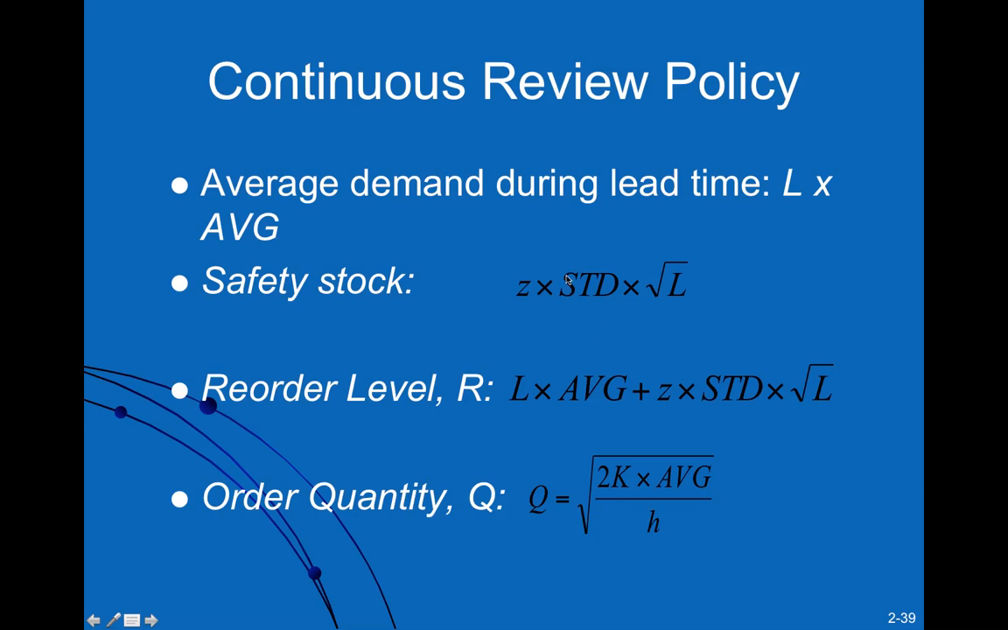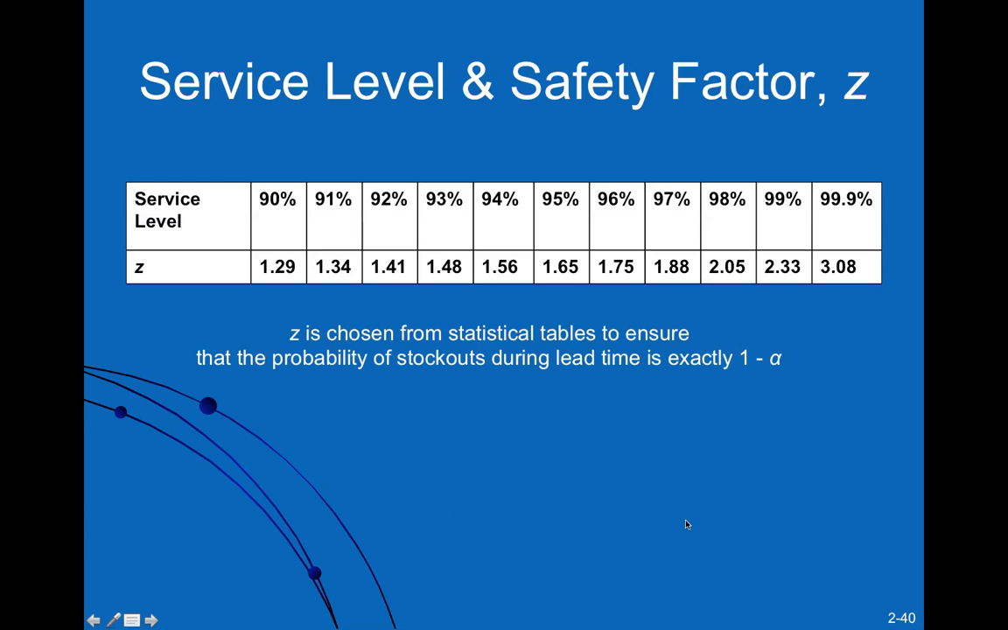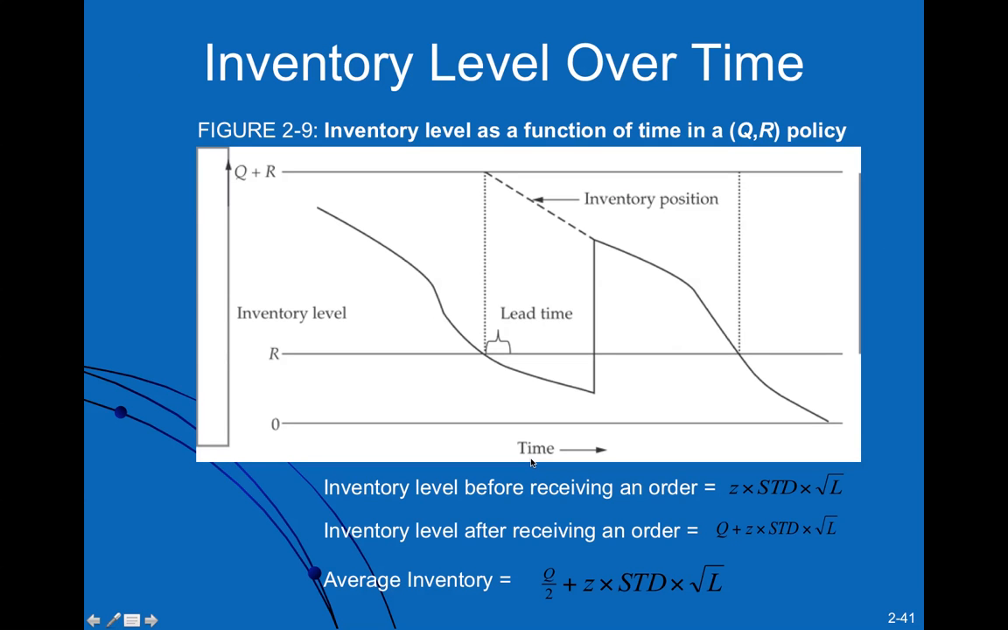So here we have what we call a QR policy. R is this reorder point, and Q is the order quantity. The service level impacts your safety stock, and for different service levels we see it from 90 to 99.9%. What you notice is that the Z value increases, so it's telling you to keep more and more safety stock if you want to increase your service level, which makes sense.